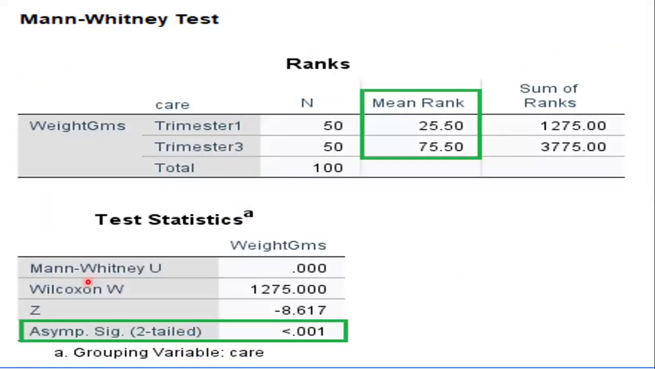And you will find a table like this. The weight of the children who were given care in the first trimester were on average 25.50, and the care which was given to the children in the third trimester is more, basically 75.50. So this difference is significant because the value of the test statistic is less than 0.05.